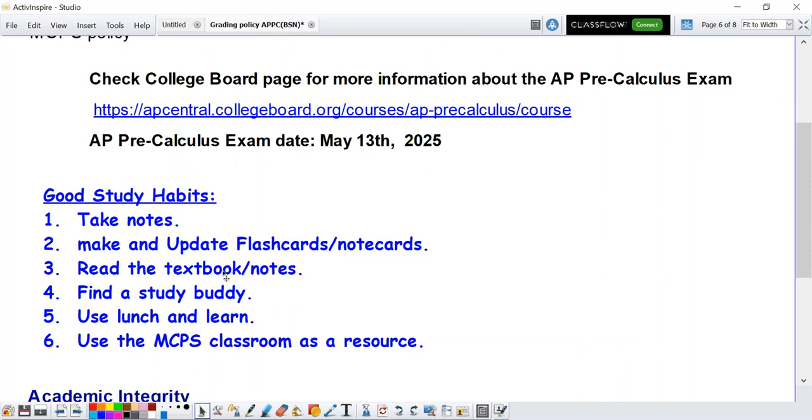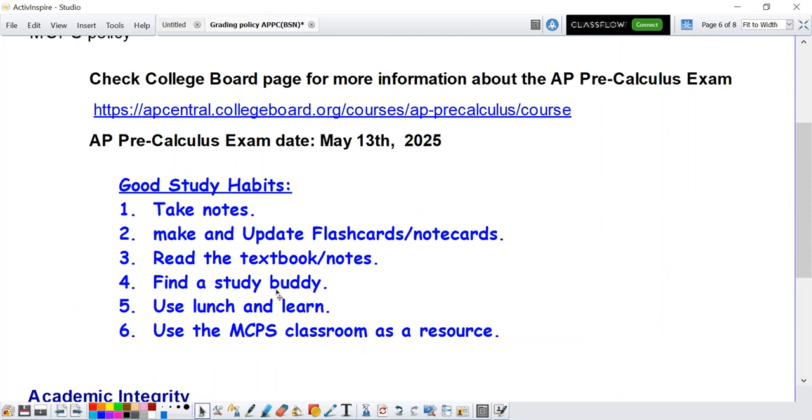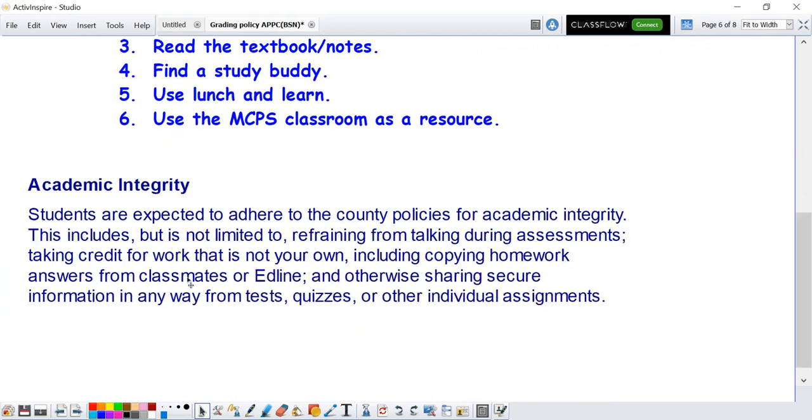Talking about study habits, how do you prepare for an AP level class? Everybody is expected to take notes. A good study habit is to take notes. Make flashcards, note cards. Read your notes again, what you wrote, check again. Find a study buddy in the class. Use lunch and learn and use the MCPS classroom as a resource.